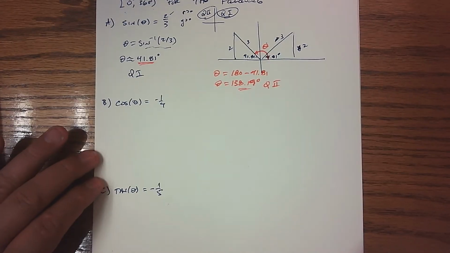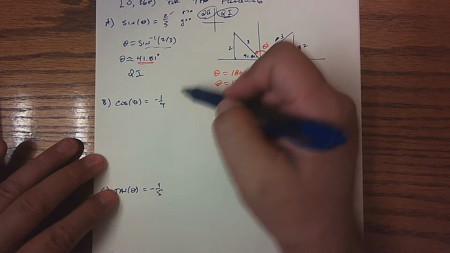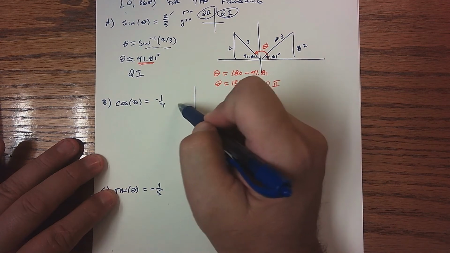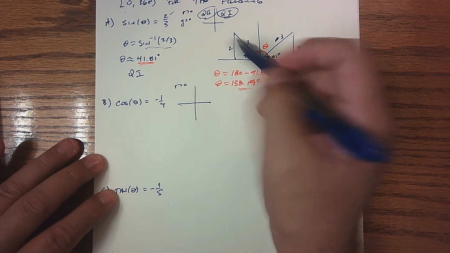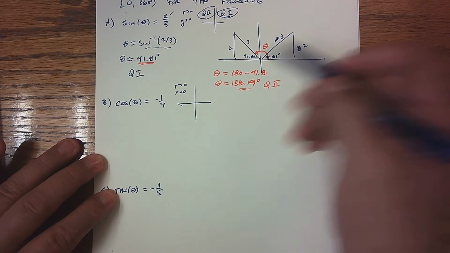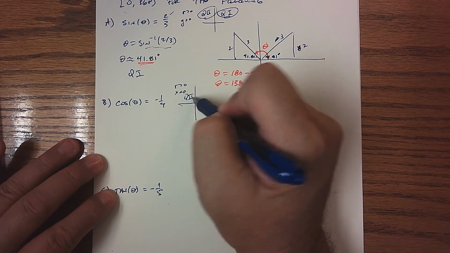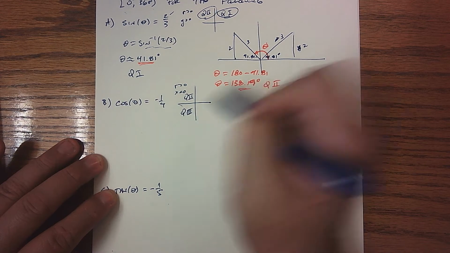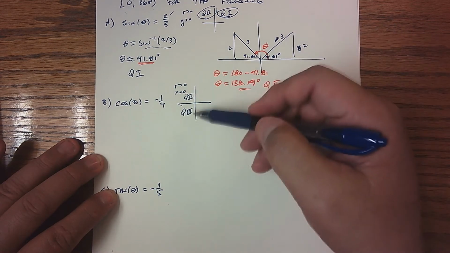So what about the cosine of -1/4? Well, again, this is going to occur, right? We know that r is always positive, so when's cosine negative? Well, when x is negative. Where does that happen? Well, that happens in quad 2, and it happens in quad 3. So I'm expecting 2 answers.